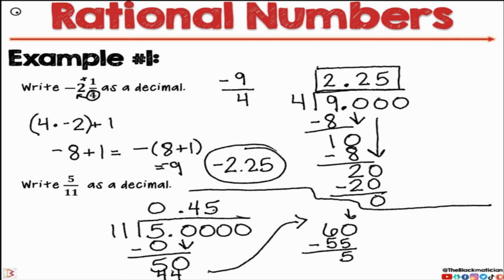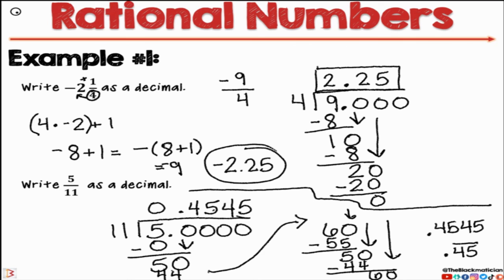We did have another 0, so I'm going to bring that down. And now we're back where we started. How many groups of 11 fit into 50? The answer is 4. 4 times 11 is 44. When you subtract that, you're going to get a 6. And then we had one more 0. And it looks like we are repeating the same pattern that we started with. So the answer to the question, write 5/11ths as a decimal, is 0.4545, but you can also write 0.45 with the repeating bar over it.